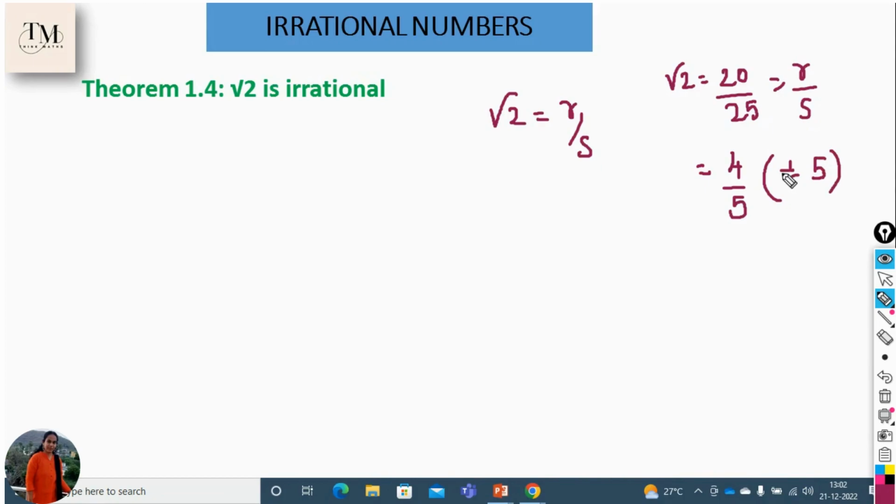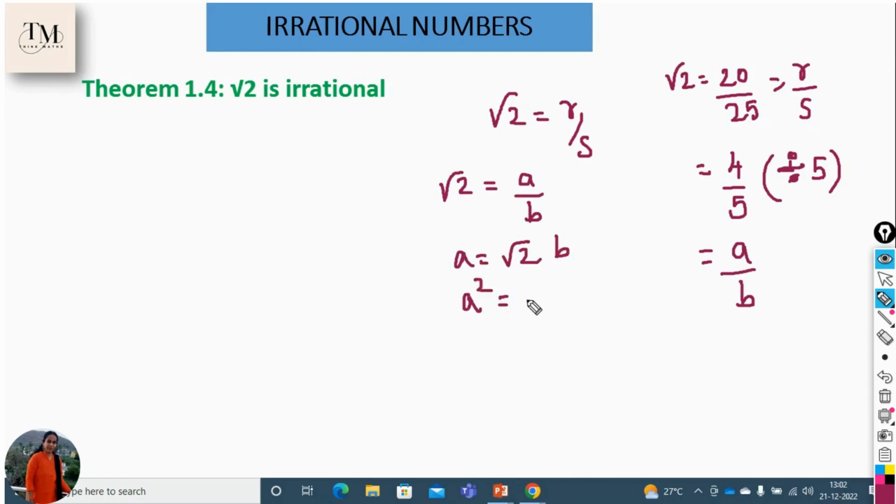Okay. So I divided by 5. So this 4 and 5 are co-prime. That is, they are divisible only by 1. So this co-prime can be expressed as a and b. So a and b are co-prime. Okay. So root 2 is equal to a by b. So a is equal to root 2 b. Squaring on both sides, we get a square equal to 2b square.